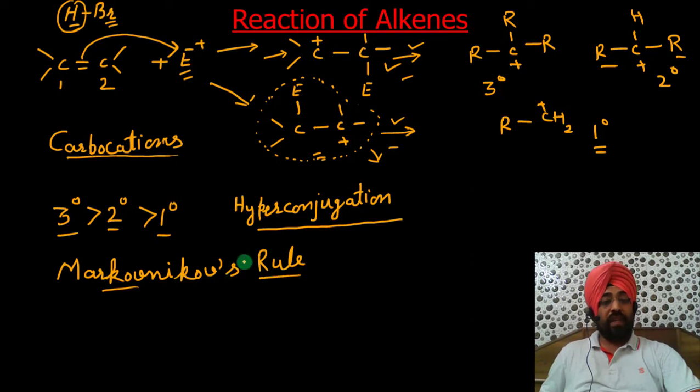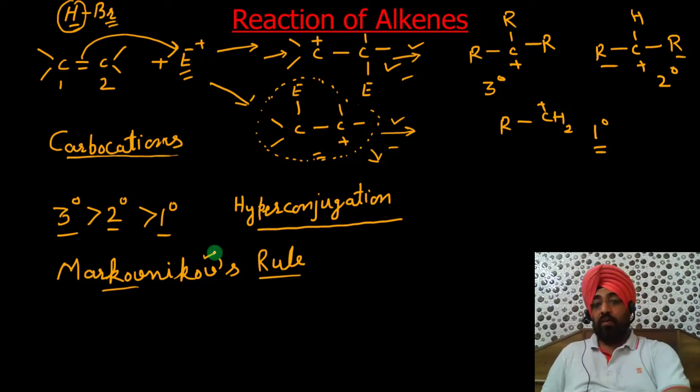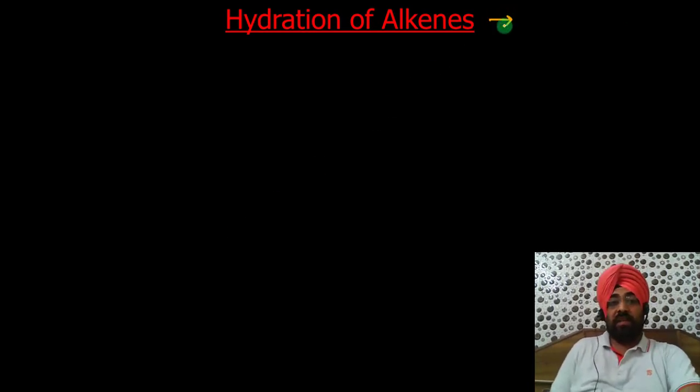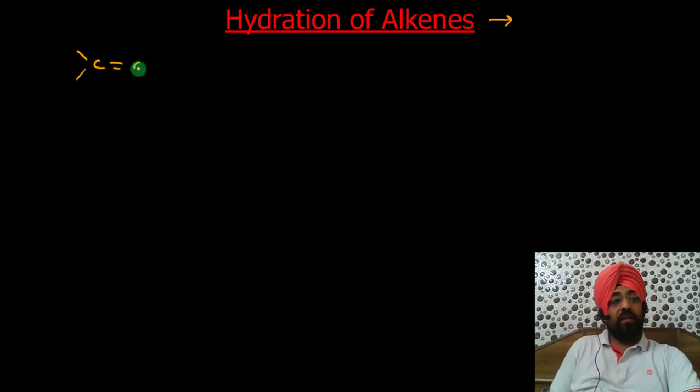So today we will be using Markovnikov's rule, stability of carbocations, and the basic reactions of alkenes to study the hydration of alkenes. Now let us see what hydration of alkenes is. As the name suggests, hydration of alkenes means addition of water to alkenes. Hydration means addition of water. But this addition does not take place if we simply add alkene to water.